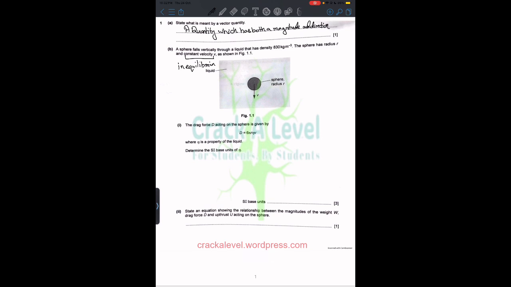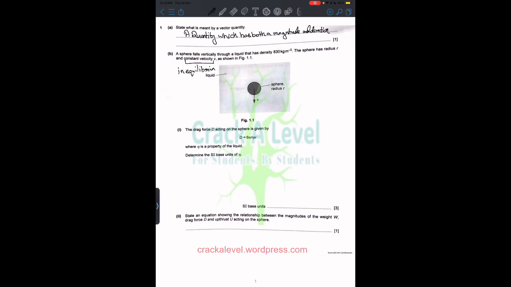A sphere is falling downward in the liquid, and since it is falling downward due to its weight, the upward acting force is the upthrust. We'll read further. The drag force acting on the sphere is given by the formula. Determine the SI units of n.